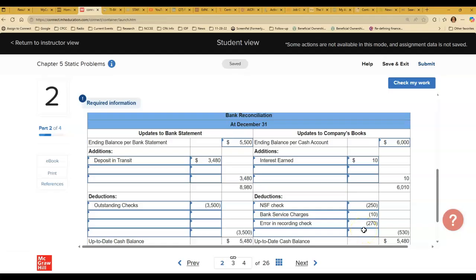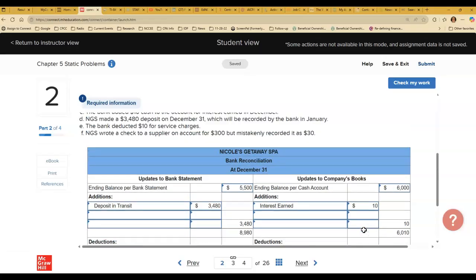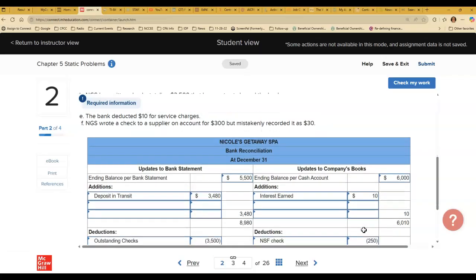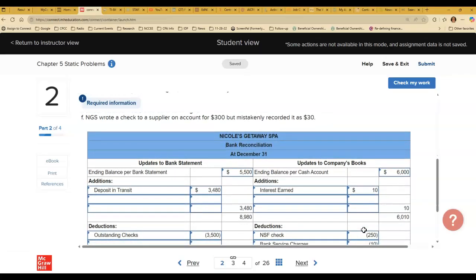What if we wrote the check for $30, but recorded it as $300? It would be an addition to get the balance back up because we reduced the account balance by way more than we should have, right? Okay? All right. What if it was a $300 deposit that we recorded as $30?